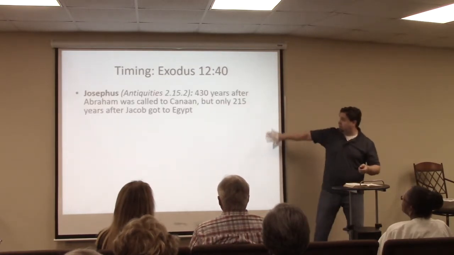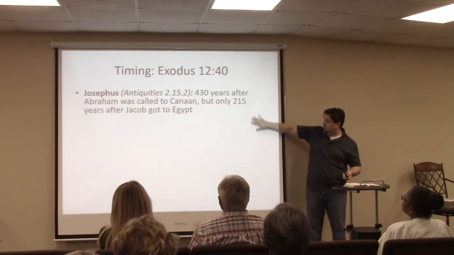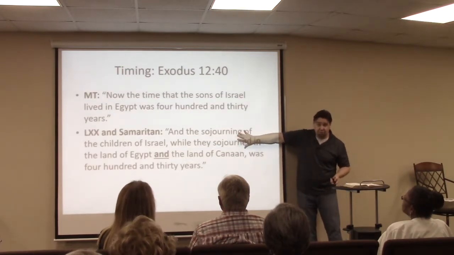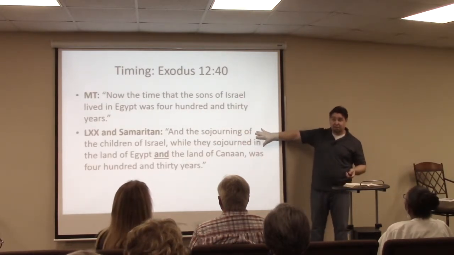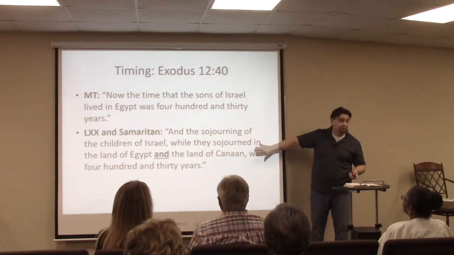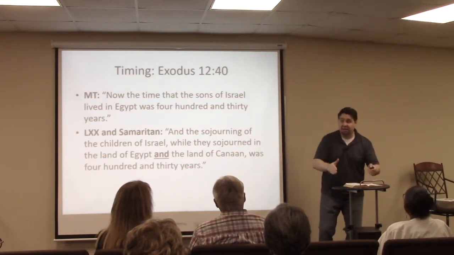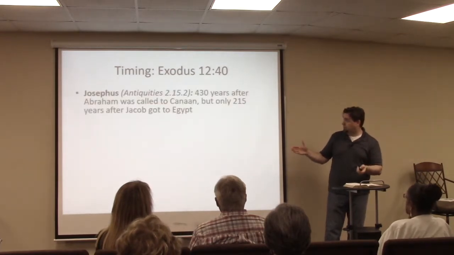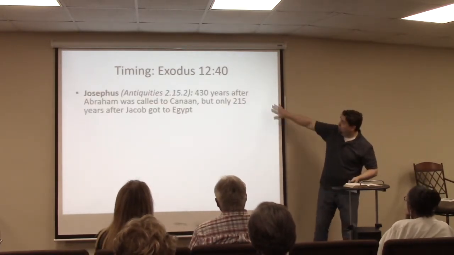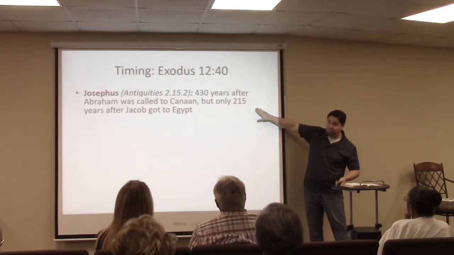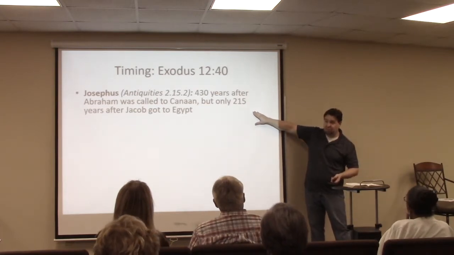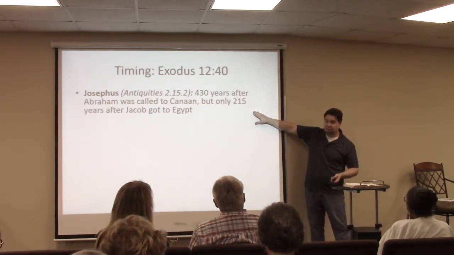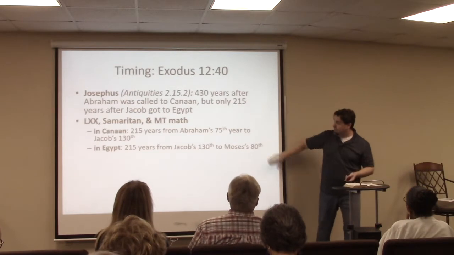We're going to see Josephus also says the exact same thing that the Septuagint and the Samaritan Hebrew text said, that it was 430 years in Canaan plus Egypt. So 430 years to the day. And Josephus says that they spent 215 years in Egypt, and not 400 years of slavery, but it's a combination of the time in Egypt and Canaan.